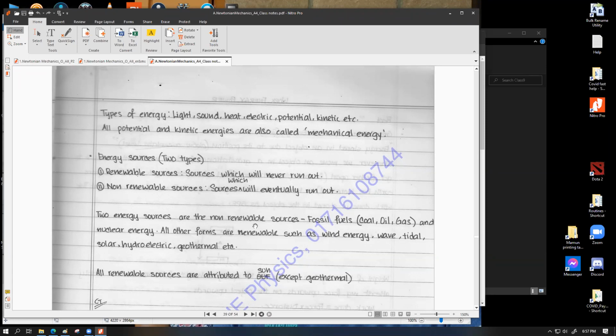So this is the type of energy that we have, and then this heading is that we have two types of energy sources. So what are the authorities from which we can get energy? We can have two sources. One is the renewable source and one is the non-renewable source, and they are defined in a very specific set of words, not exactly similar to what their name proposes.